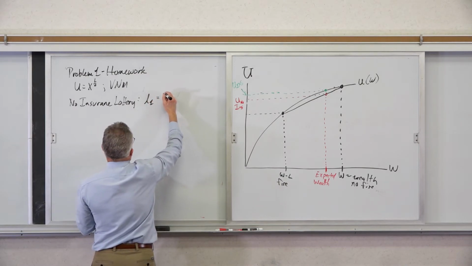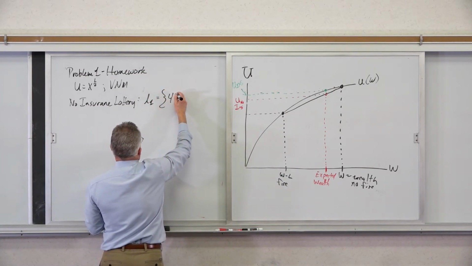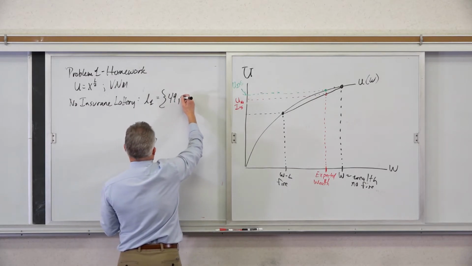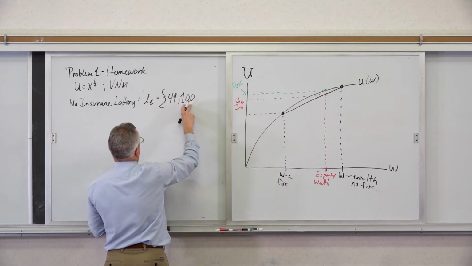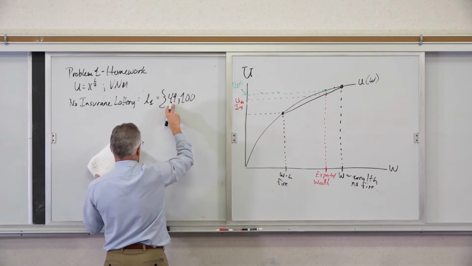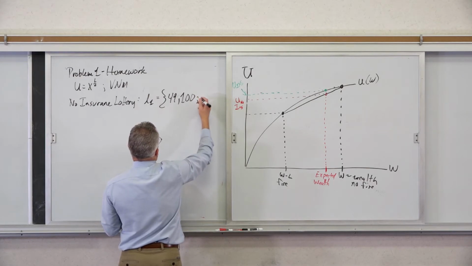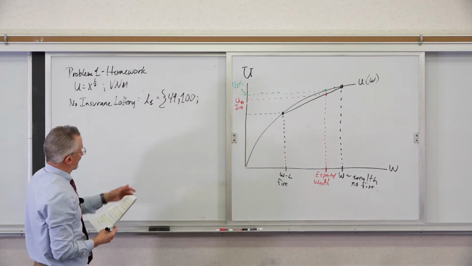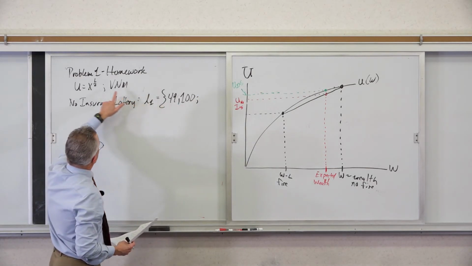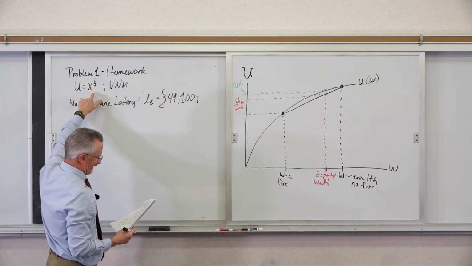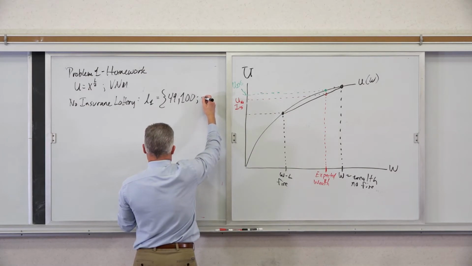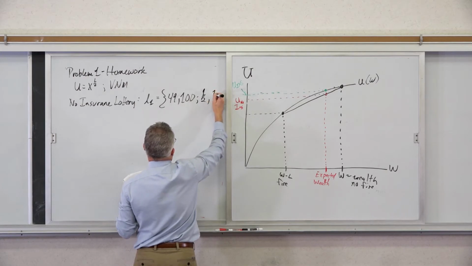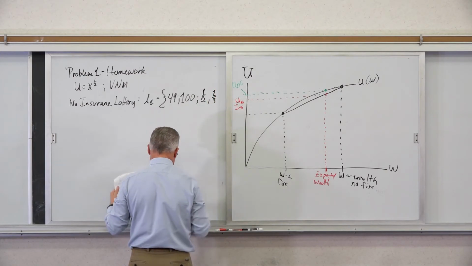L1 is equal to 49 and 100. So 100 is your wealth if there's no accident, 49, that is $51 of loss, if you do have an accident. Of course, those are nice numbers since we're sticking them into the square root function there. And then the probability of an accident is 50%. So 1/2, I'll put the other 1/2 in, but it's not necessary.